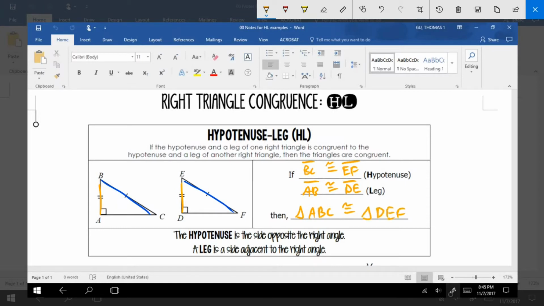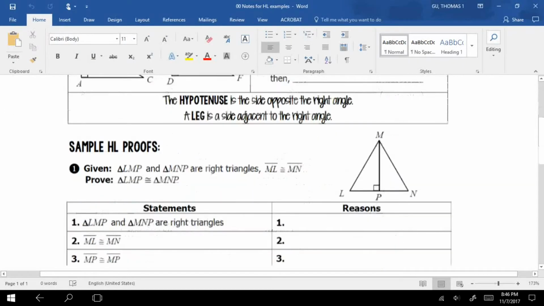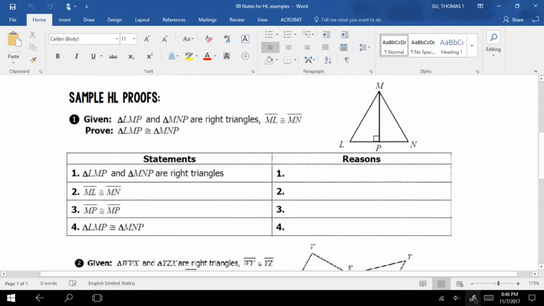So all we're looking for is a right triangle, hypotenuses that are congruent, and one leg that's congruent. And then we can prove. That's enough to prove that these two triangles, these two right triangles, are congruent. So let's do some examples. Let's take a look right here.